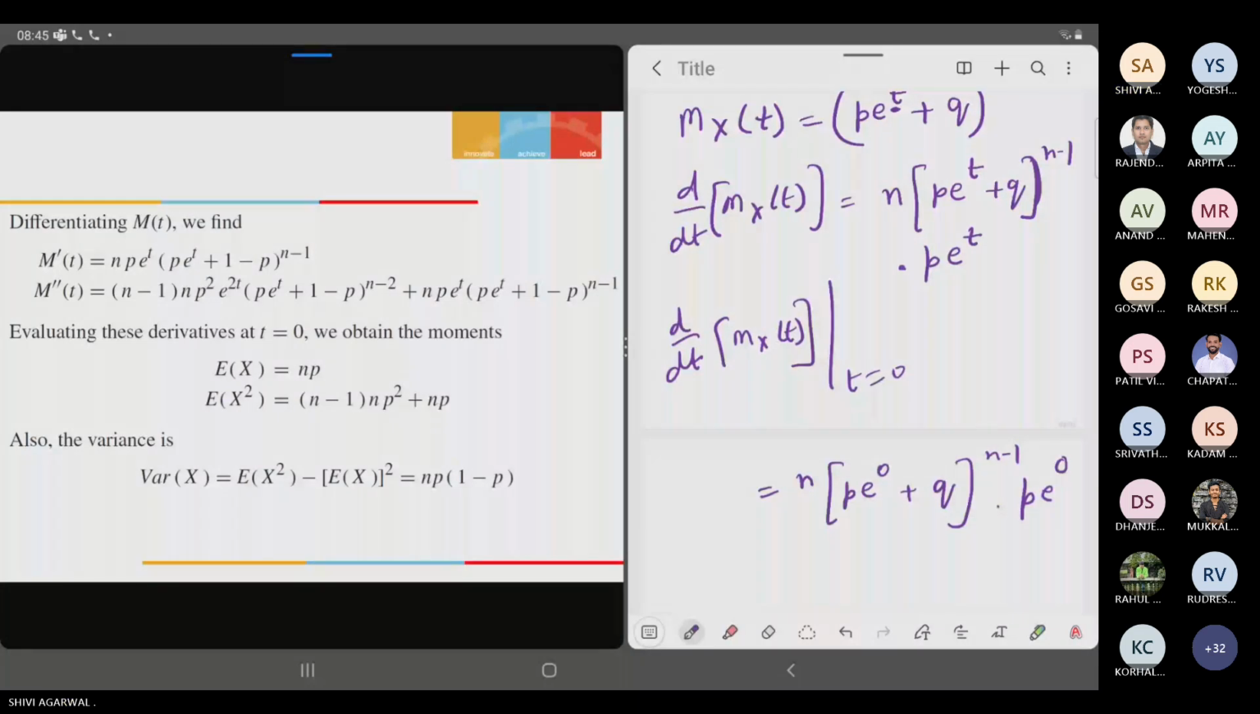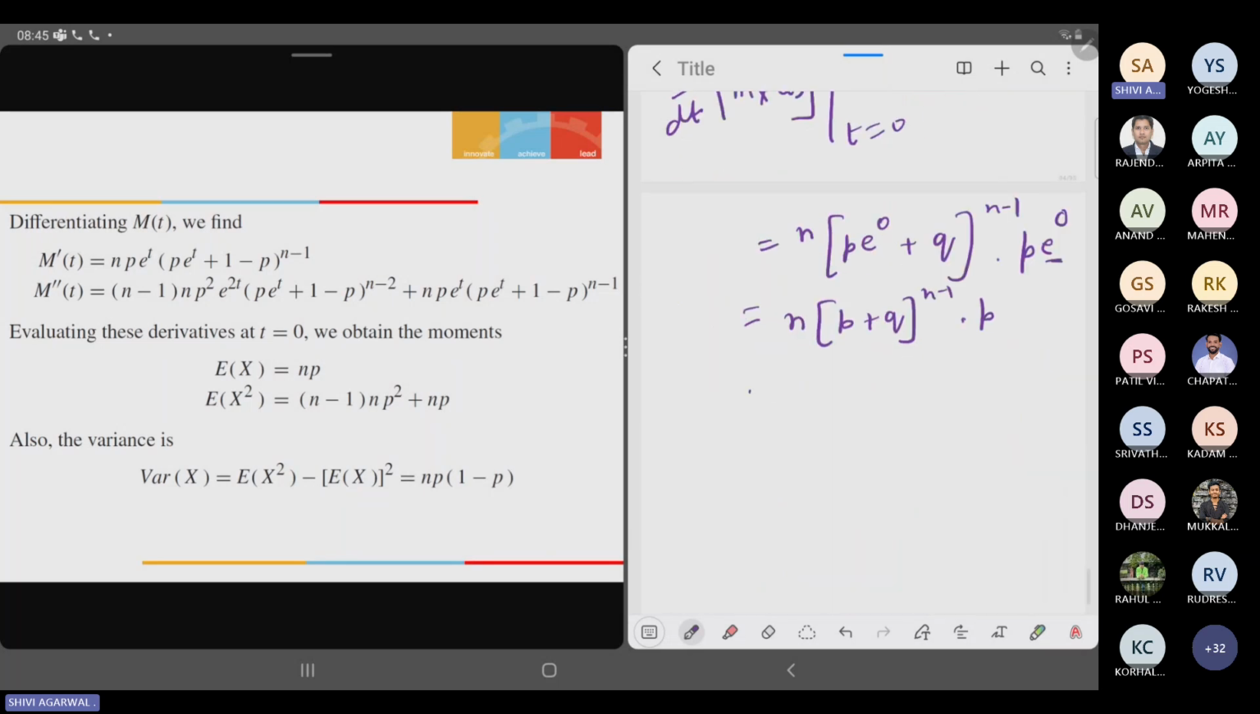Correct? Now you just simplify it. So here it has become n. It has become (p + q)^(n-1) into p e^0, which is 1. Now what is this? p + q is what? Do you remember the value of q? q is 1 minus p. So p + q is 1. So it has become np times 1^(n-1). So this is np.